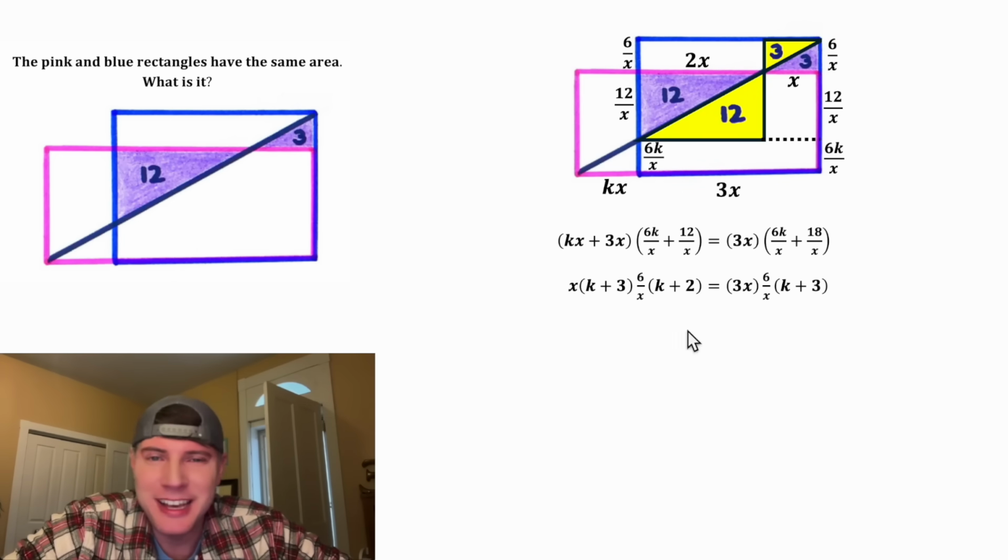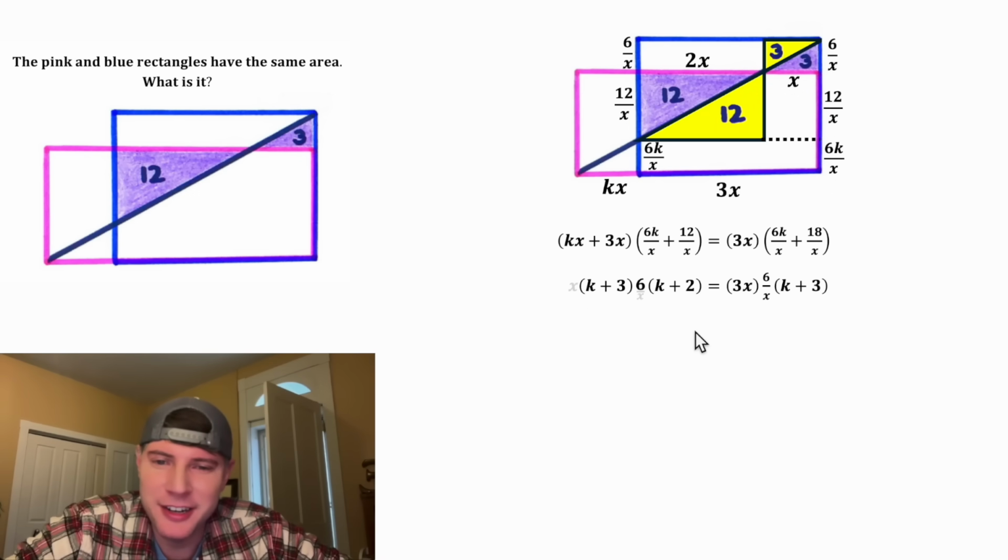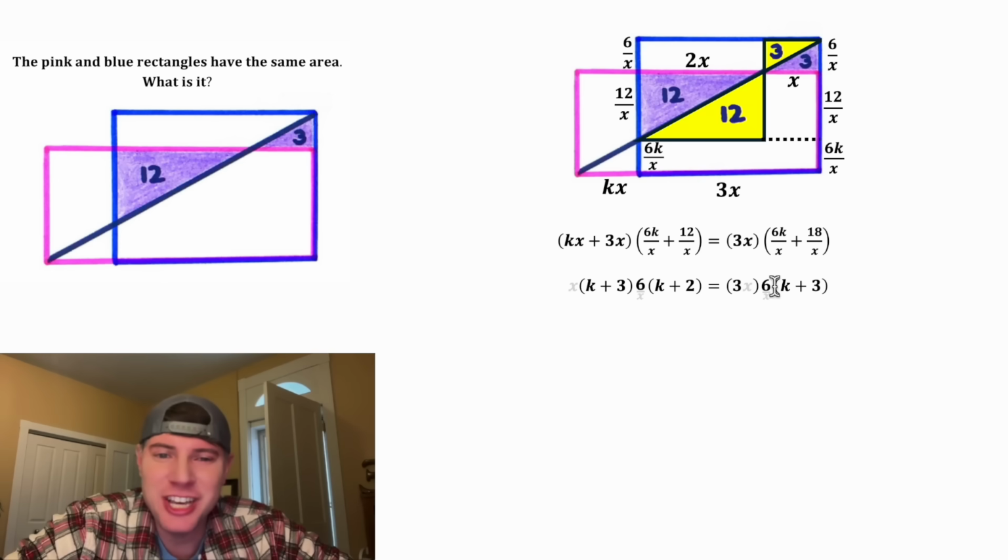plus 3. And then back to the left-hand side, this x and this x in the denominator can cancel each other out, and the 6 is still there. And then the same thing on the right-hand side. This x and this x are going to cancel each other out, and the 6 will still be there. And now each side of the equation contains a 6 and a k plus 3.